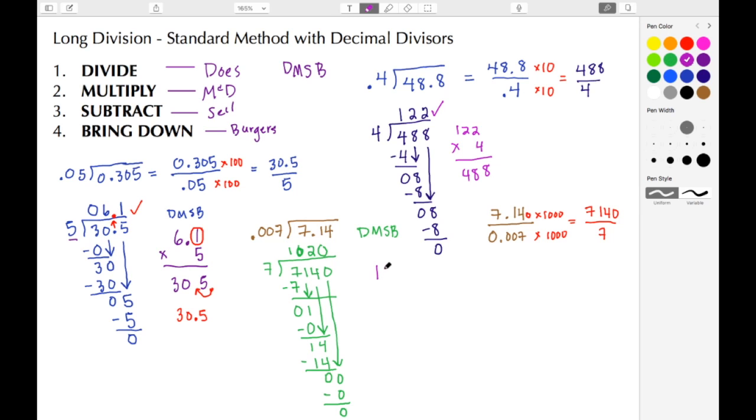So I'm going to write the 1,020, and I'm going to multiply it by my divisor, which is 7, and use my standard multiplication to see if this product is going to match this dividend. 7 times 0 is 0. 7 times 2 is 14. 7 times 0 is 0, plus that 1 gives me 1. And then 7 times 1 gives me 7. And I see here that 7,140 matches this dividend. So I know that this quotient here is correct.